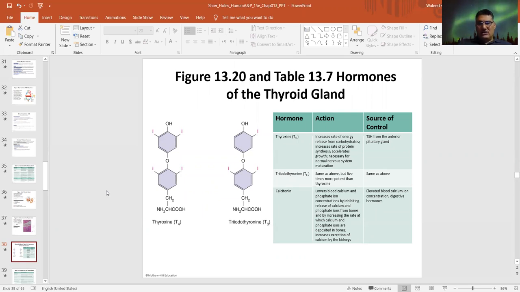Which one, T3 or T4? Both of them are doing the same thing. The only difference is T3 has one less iodine, so it can work more. It is more active, about 5 times as active as T4.